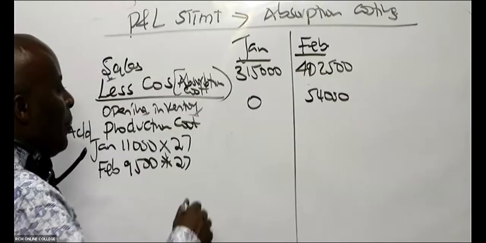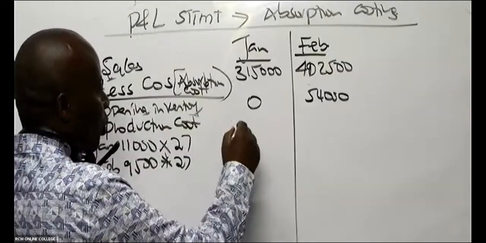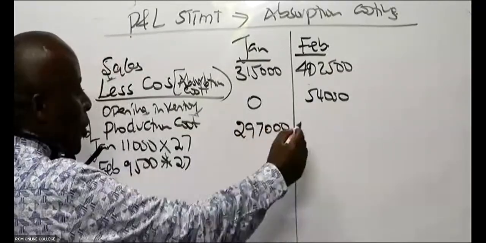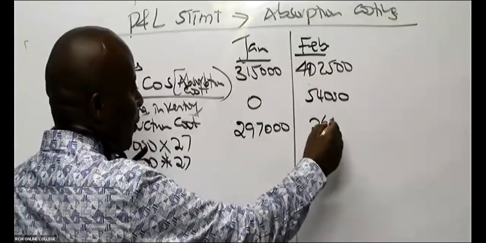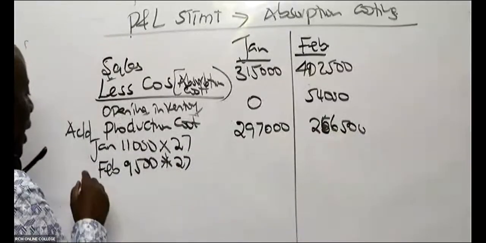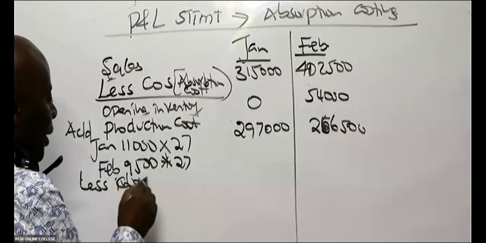So they're telling me, Mwalimu, the first one is supposed to be 297,000. How about the second one? 265,500. Thank you so much. And then you come and less what here, somebody? Closing inventory.